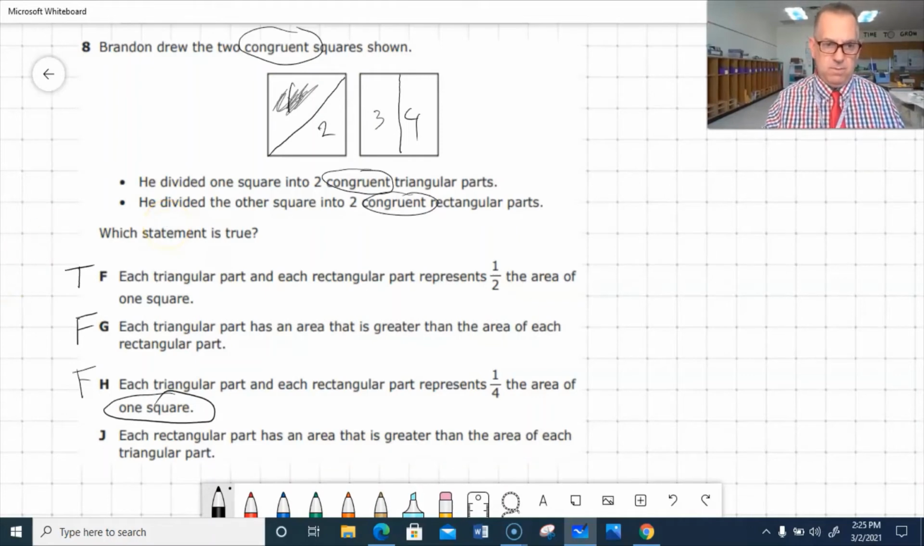So that would be a false statement. And answer choice J says each rectangular part has an area that is greater than the area of each triangular part. And that is false. We already said they are both the same area. So the correct answer would be answer choice F.